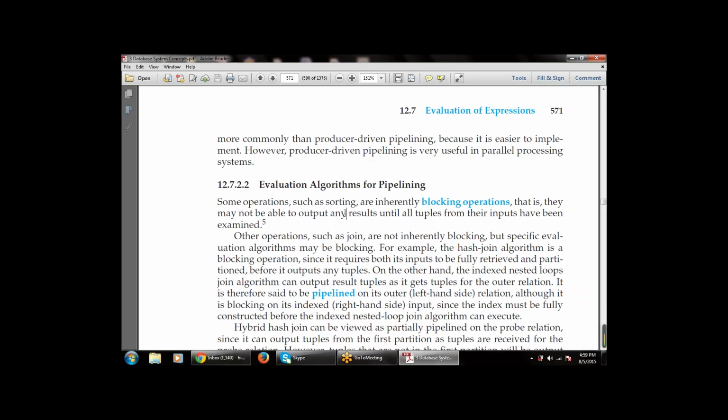So before the output is generated, it requires a new method to be carried out. It is therefore said to be pipelined on its outer relation, although it is blocking on its index input, that is, the right hand input.